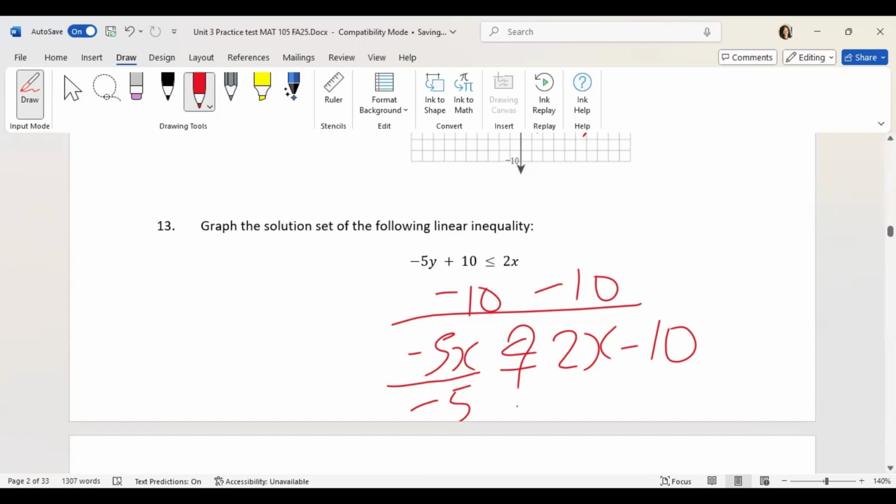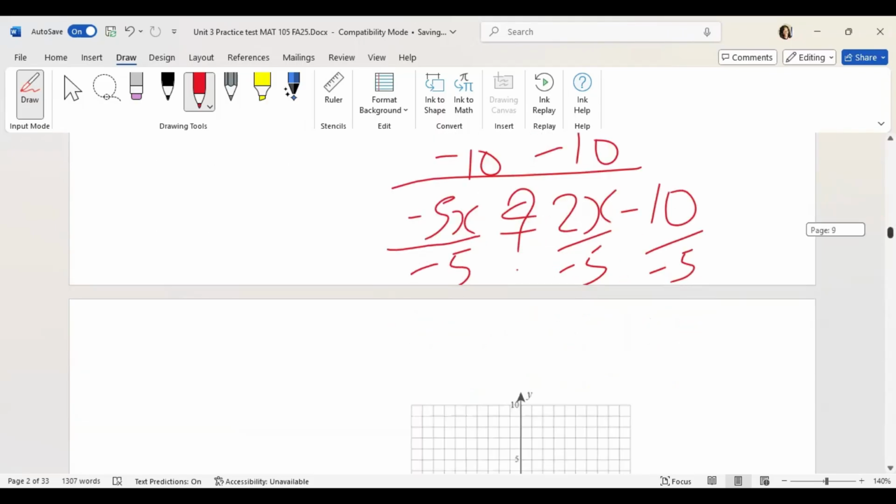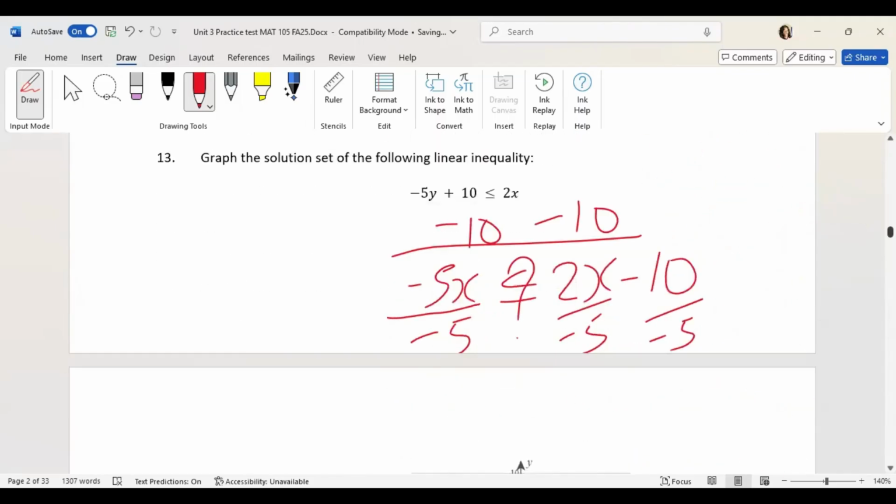I hope this is clear. So we're dividing all through by negative 5. The inequality will flip to greater than or equal to because I divided by a negative. The same thing if I multiply by a negative. So division by a negative flips the inequality. Multiplication by a negative flips the inequality. So now I'm going to go to the right. This is y. So now I have y is greater than or equal to negative 2x over 5 plus 2.